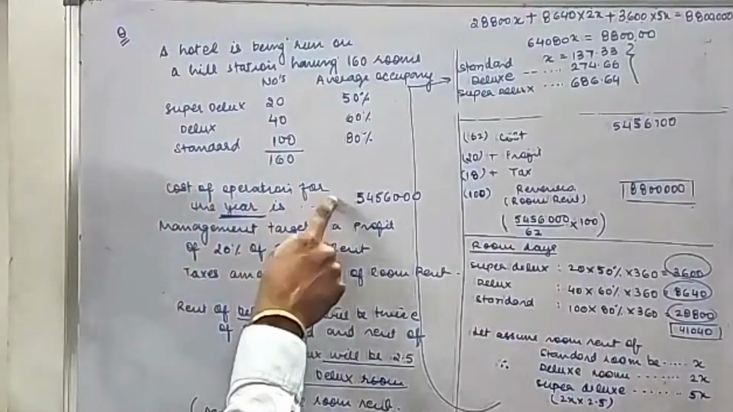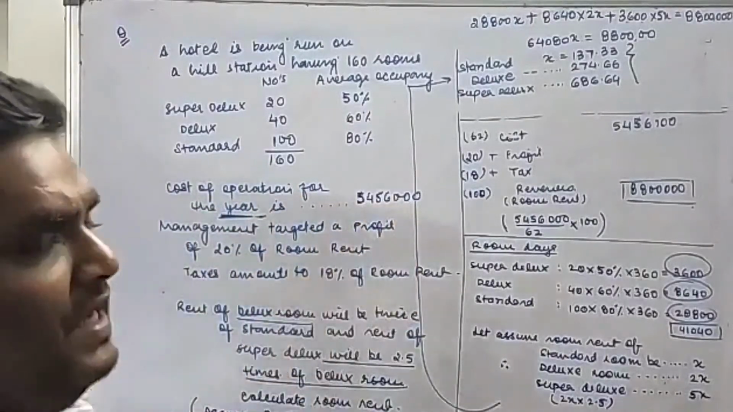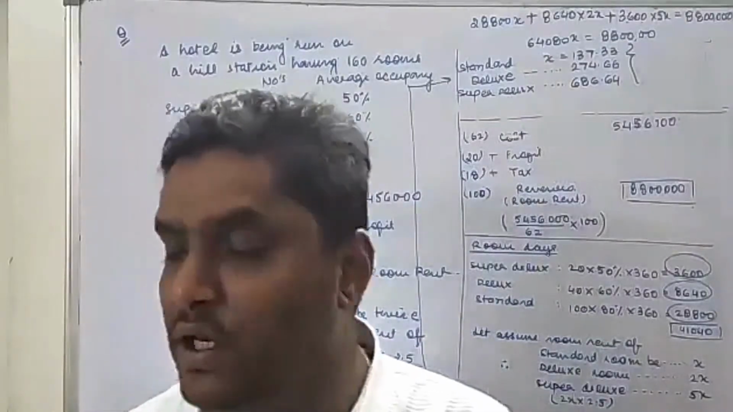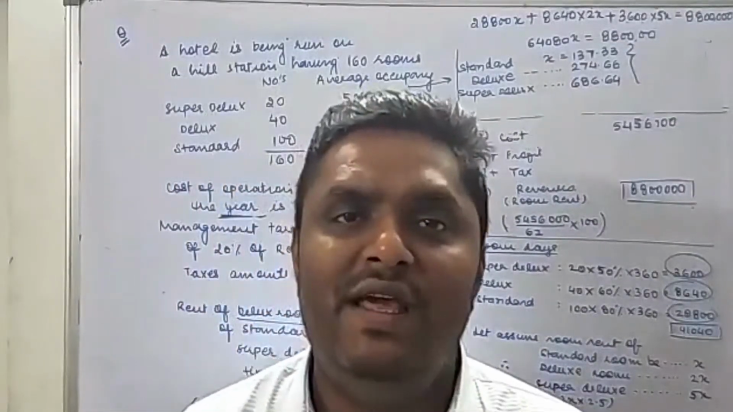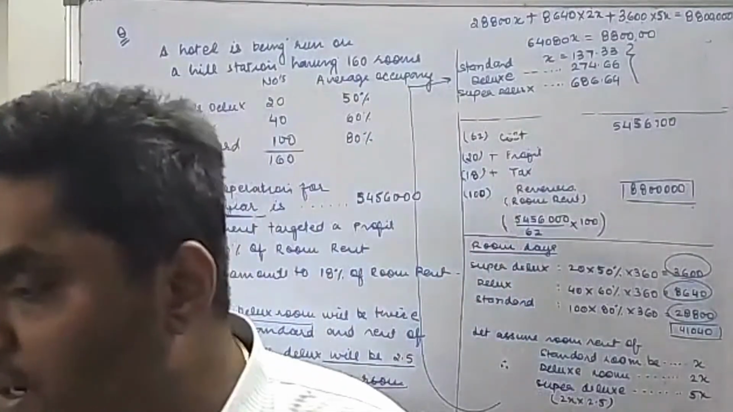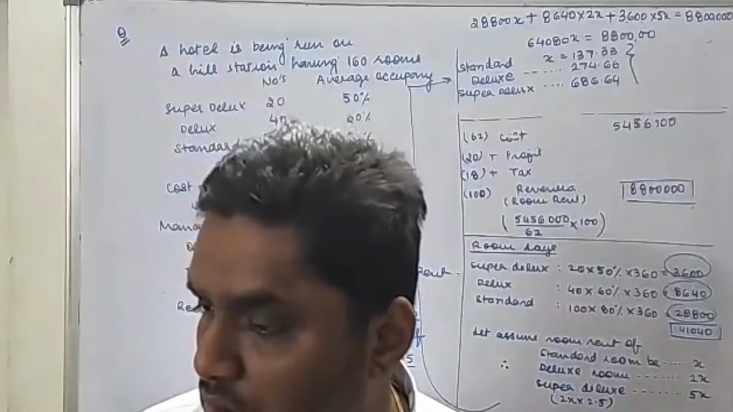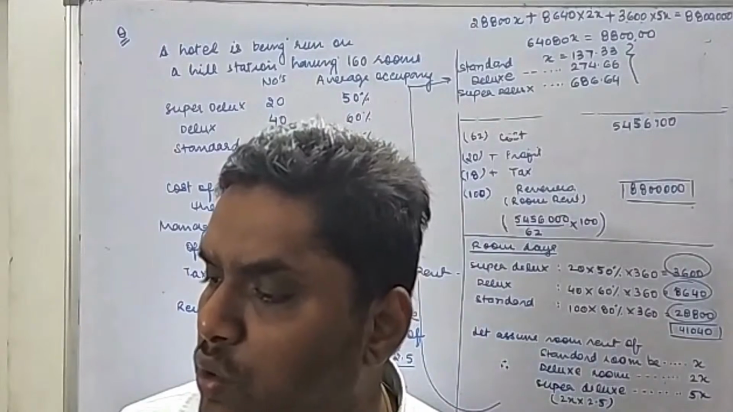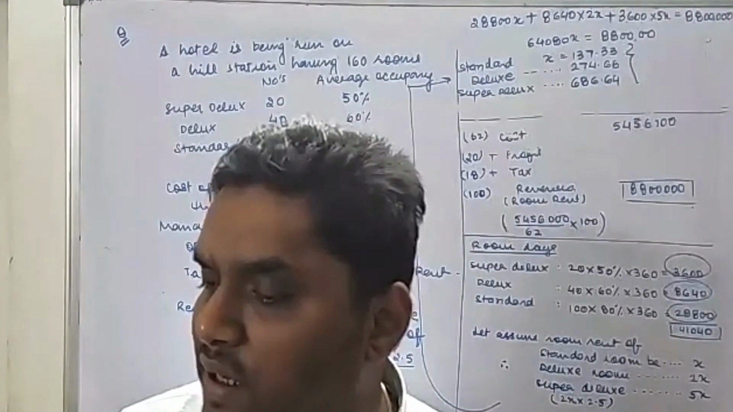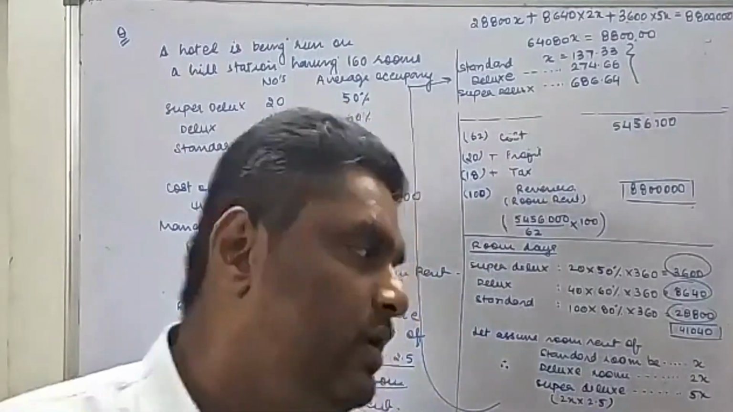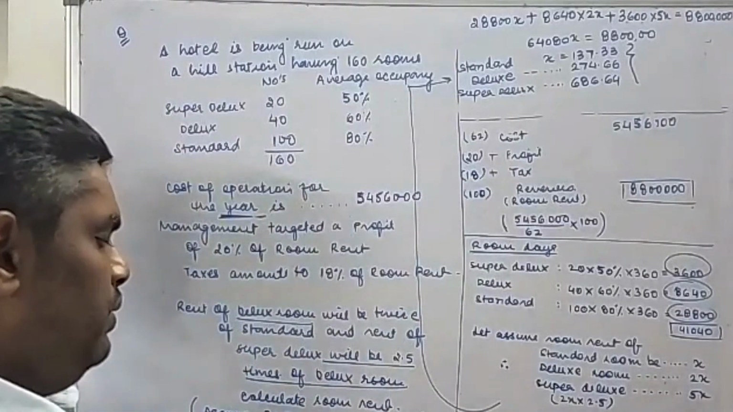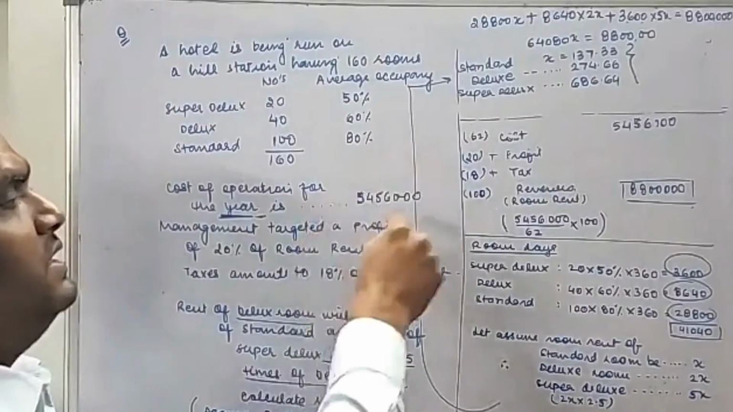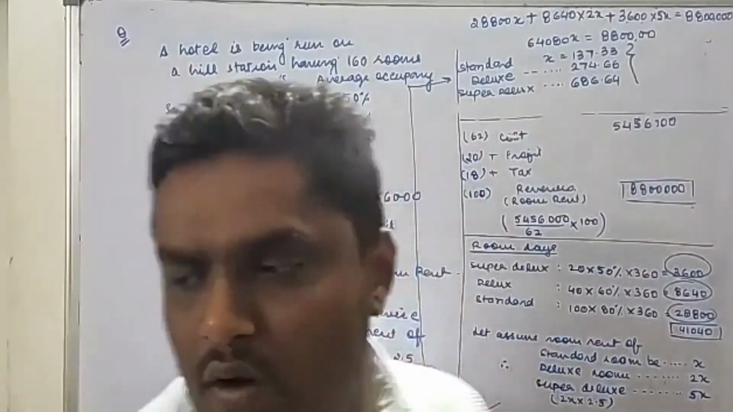The cost of operation for the year is 5456. It means the yearly cost will be 88 lakh. Sorry, yearly revenue will be 88 lakh. When the cost is given yearly, the revenue will also be yearly, right? Bhavna asks why we multiplied by 360. So see, Bhavna, there are 360 days in a year as mentioned. Assuming to calculate the room rate, assume 30 days in a month and 360 days in a year. And this cost is the yearly cost, not the monthly cost.